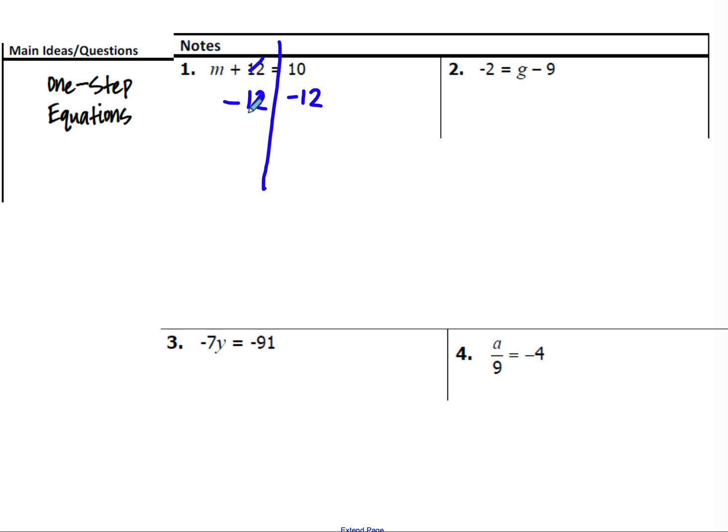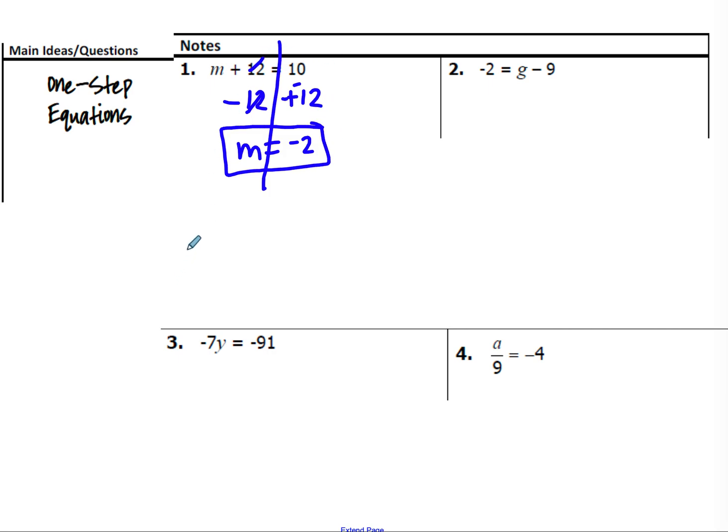12 minus 12 is 0, so I'm left with m on this side of the equation. m equals 10 minus 12. I'm taking away more than what I have, so I'm going to start by doing a boom boom, make that plus negative 12. 10 plus negative 12, different signs, find the difference. More negatives, answer's negative. So the answer to this equation is m equals negative 2.